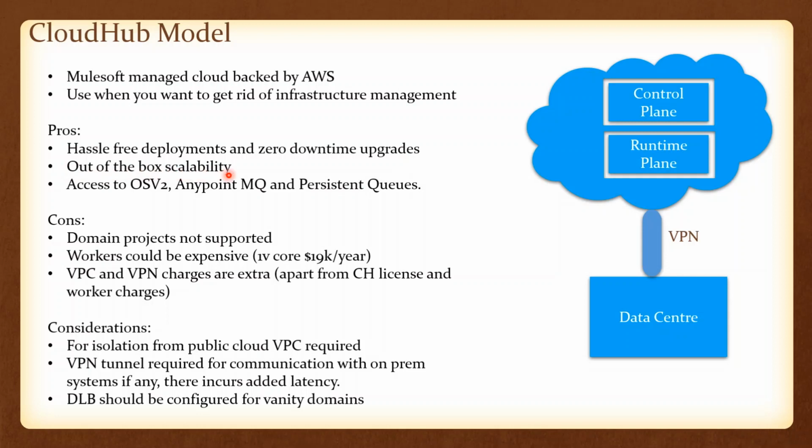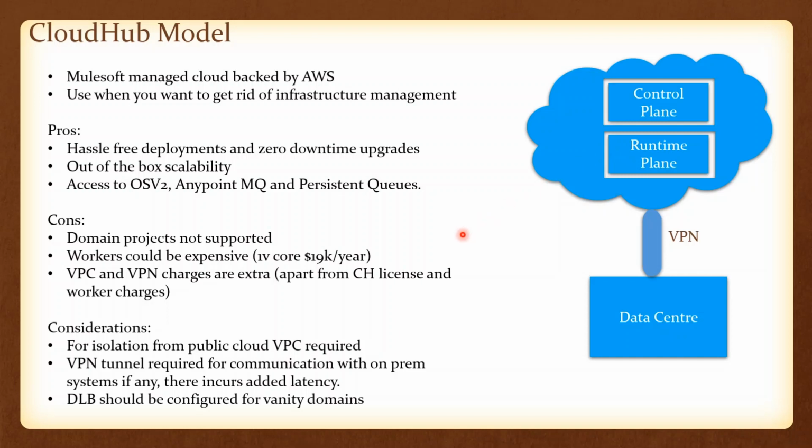It provides out of the box scalability. So it provides horizontal as well as vertical scalability. When I say horizontal scalability, you can increase the number of workers and scale your application on multiple workers. And when I say vertical scalability, you can increase the size of the worker by using 1 vCore, 0.2 vCore or 0.1 vCores, right? Then you have access to Object Store v2, Anypoint MQ and persistent queues which are backed by Amazon SQS. So these services are exclusively applicable only when your runtime is present on the CloudHub.